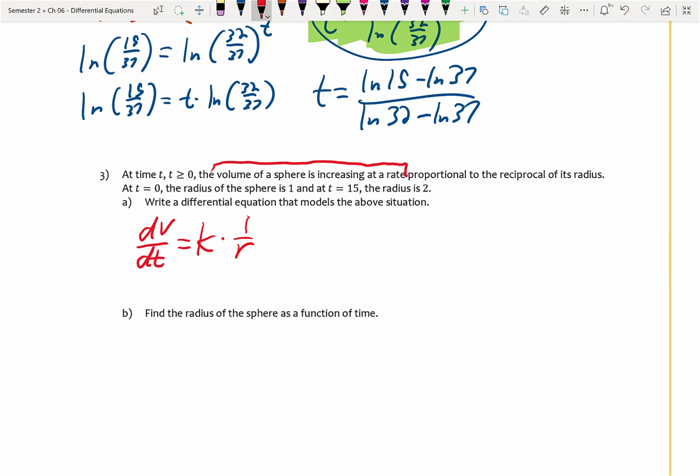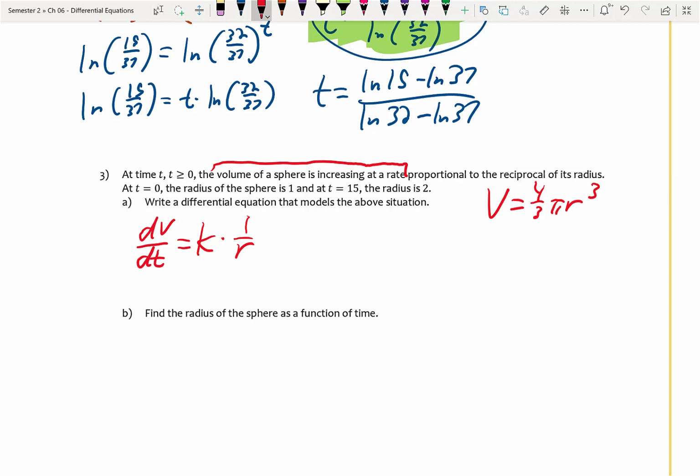Okay, we've got a slight issue here. I have dV/dt on the left, and I have 1 over r on the right. I don't quite have the same things happening. I need basically a relation between what's happening with volume and what's happening with radius. What is the volume of the sphere, by the way? What's the formula for the volume of the sphere? 4/3 pi r cubed. Volume's a cubic thing, so you need to have a cubic factor in it.